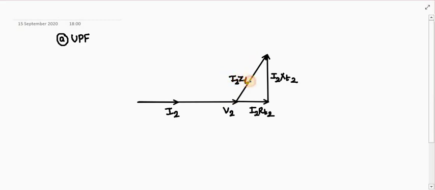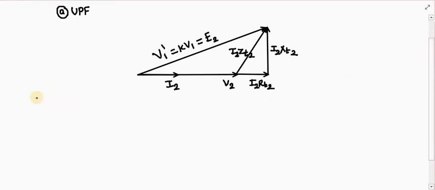And phasor addition of I2 RT2 and I2 XT2 is nothing but I2 ZT2. And vector addition of your V2 and I2 ZT2 is nothing but, what is that? It is V1 dash. What is V1 dash? V1 dash equals K into V1, or it is equal to E2, right? So this is the phasor diagram for unity power factor. Now let us draw the phasor diagram for lagging power factor.